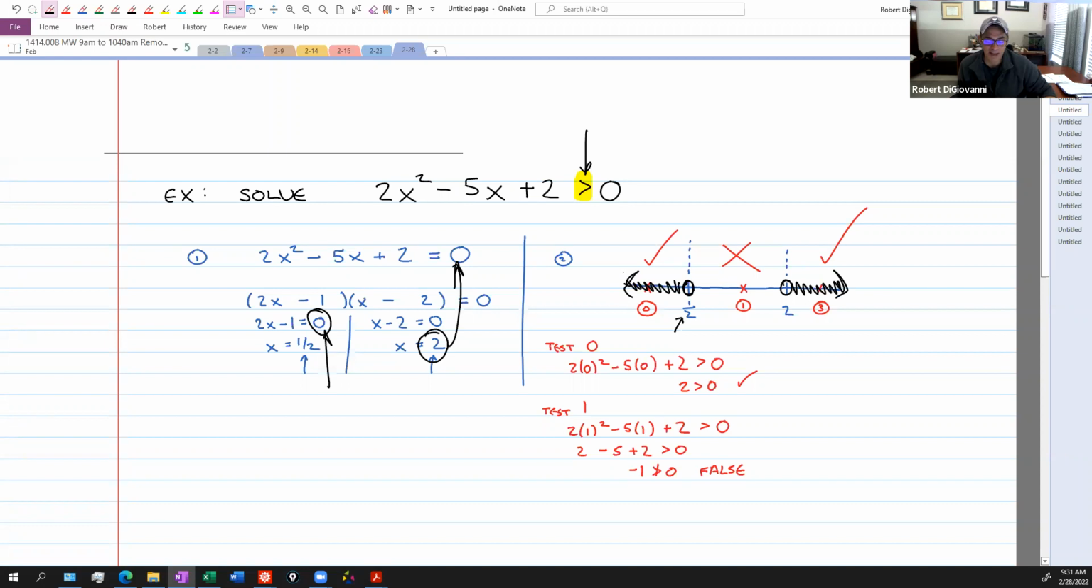So writing that as an interval, it would look like this: -infinity to a half unioned with 2 to infinity. So give me any number to the left of a half, it'll work. Give me any number to the right of 2, it'll work.